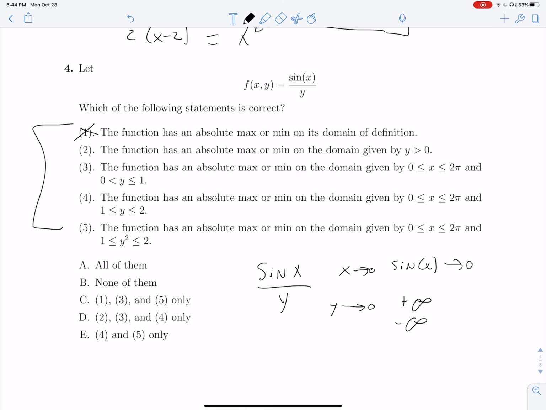So let's see. The function has an absolute max or min on the domain given by y is greater than 0. Well, that's also bad because all we care about is approaching 0, and y greater than 0 still gets infinitely close to 0. So we're not happy with that either, and this one we're unhappy with for the same reason. Let's see.